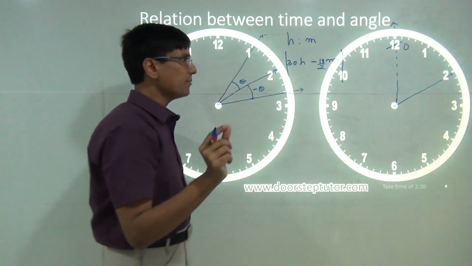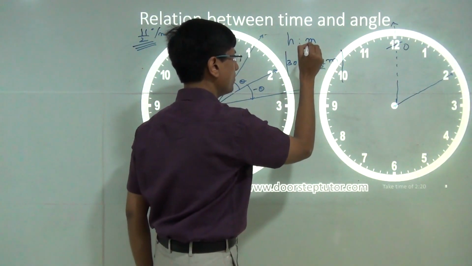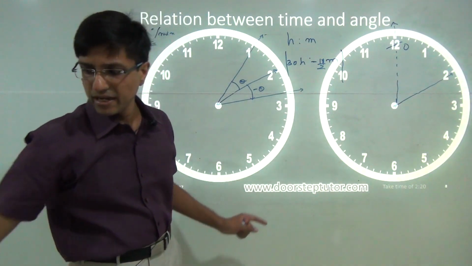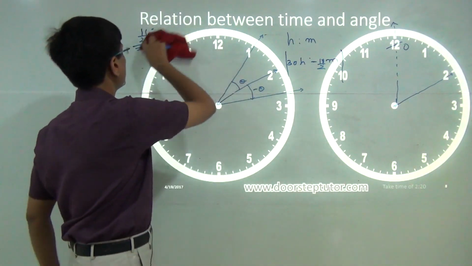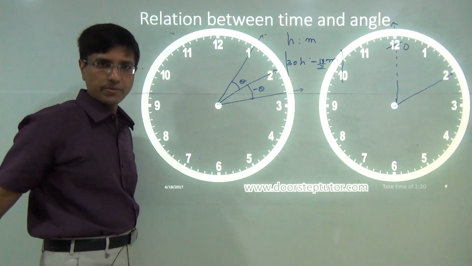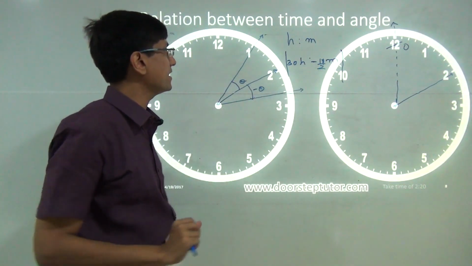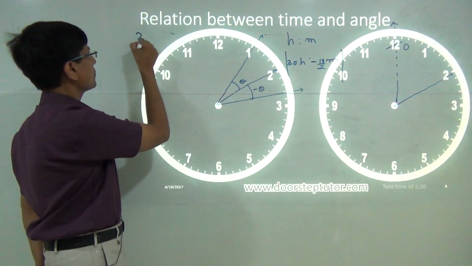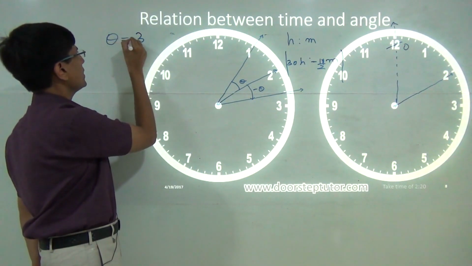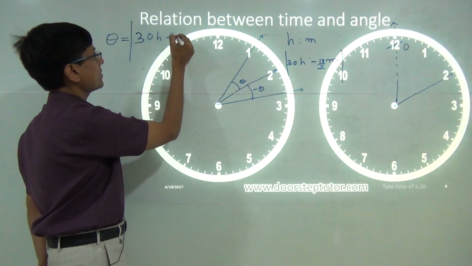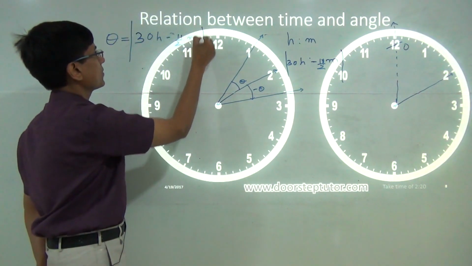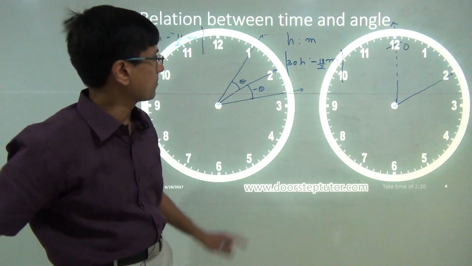And this is a very important formula, you must remember this. This 11 by 2 is contained in this formula, so we don't really need to remember the relative speed separately. But we still have to remember that the angle between the two hands is the absolute value of 30h minus 11 by 2 m. This we'll remember.